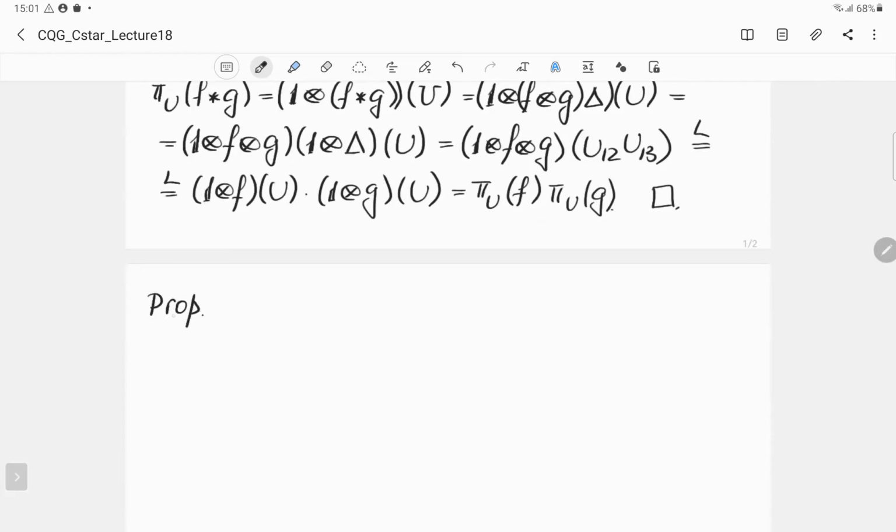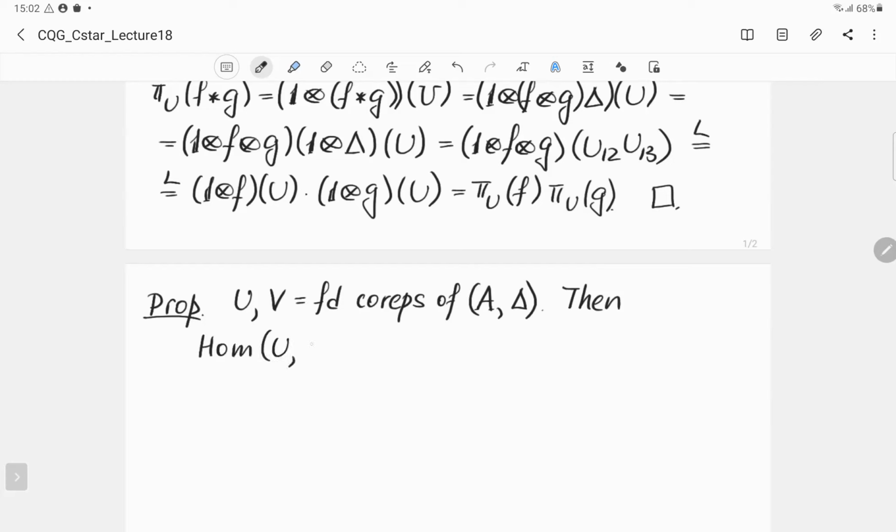Next proposition. Suppose that U and V are two finite dimensional co-representations of A, of our compact quantum group. Then we have the following equality. In other words, a linear map between the respective co-representation spaces is a morphism of co-representations if and only if it is a morphism of the respective representations, pi U and pi V.